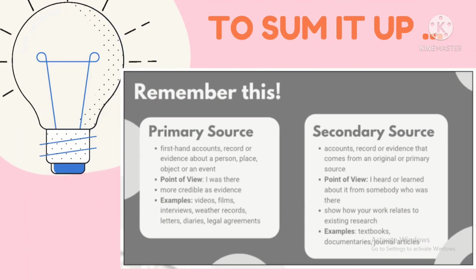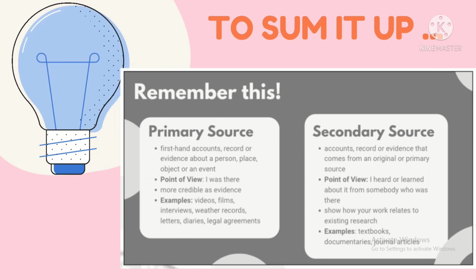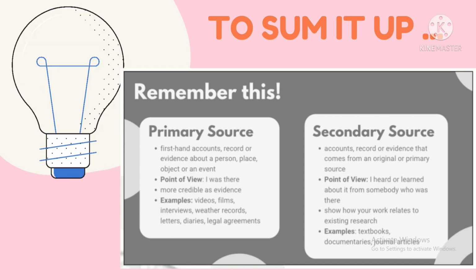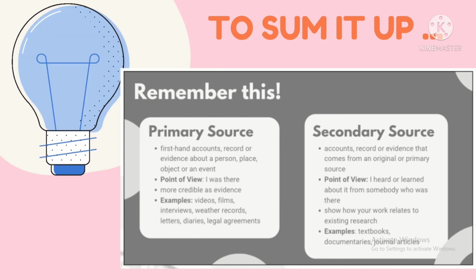To sum it up, we have to remember this. Primary sources are first-hand accounts, records or evidence about a person, place, object, or an event. The point of view is, "I was there." More credible as evidence. Examples are videos, films, interviews, and legal arguments. Secondary sources, on the other hand, are accounts, records, or evidence that come from an original or primary source. Its point of view is, "I heard or learned about it from somebody who was there." Show how your work relates to existing research. Examples of these are textbooks and documentaries.